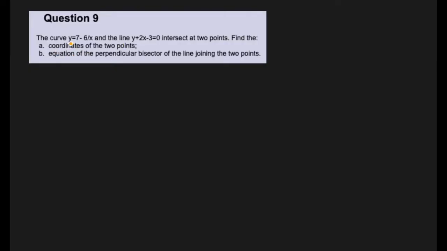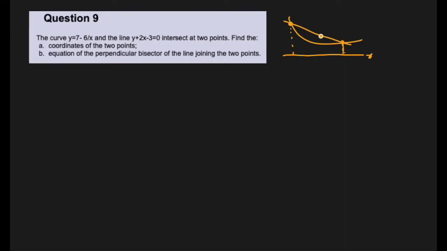Question 9. The curve y equals 7 minus 6 over x and the line intersect at 2 points. Find the coordinates of the 2 points. So suppose this is the curve and this line is here. They are saying to find these 2 points of intersection. At a point of intersection, you can see that they have the same x and y coordinate.